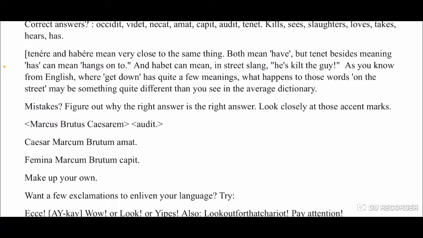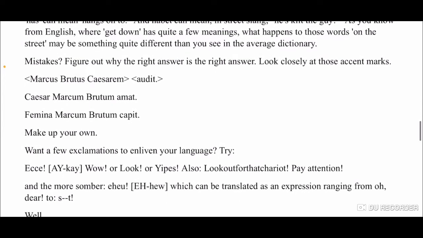As you know from English, where "get down" has quite a few meanings, what happens to the words on the street may be something quite different than you see in the average dictionary.